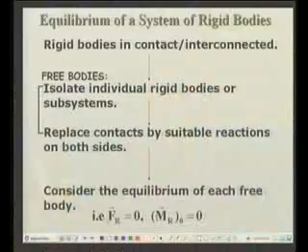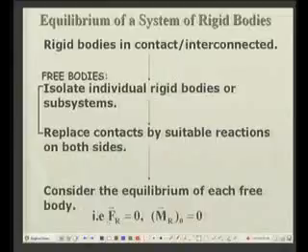The third stage is the equilibrium of a system of rigid bodies, that is a system consisting of several bodies which are in contact with each other, or they are interconnected through linkages with each other. This leads us to a very interesting concept of free bodies. How do we get the free bodies?